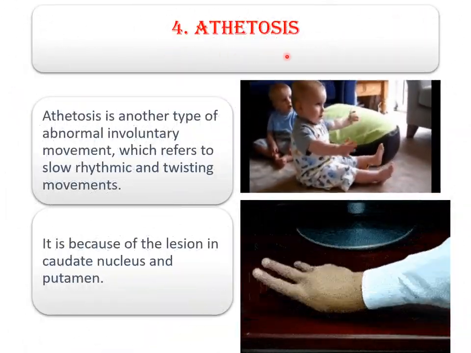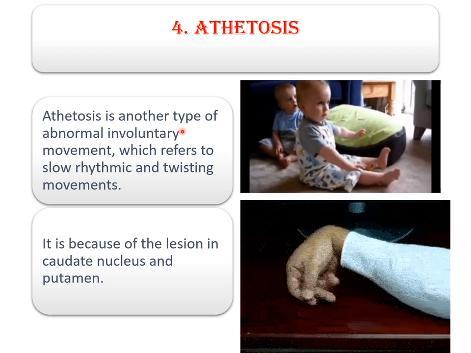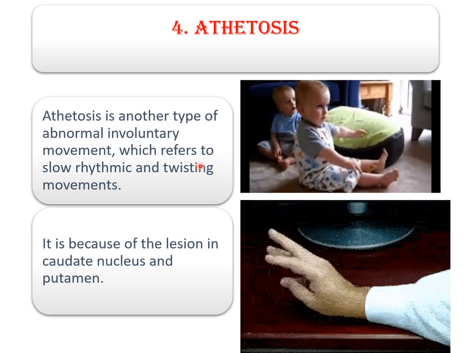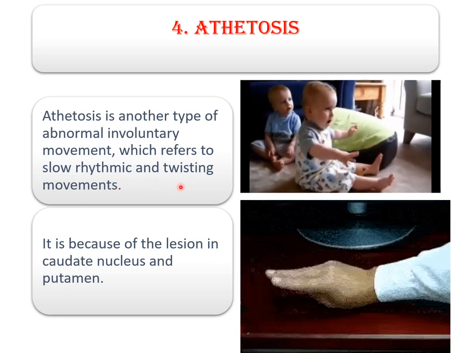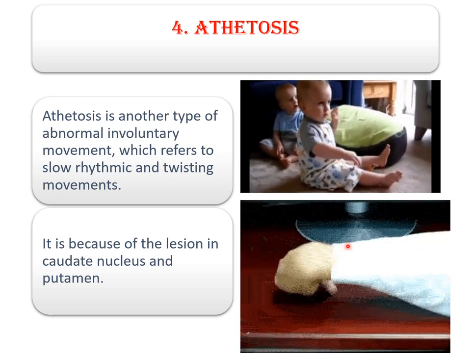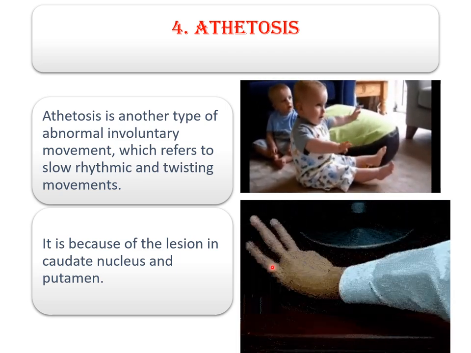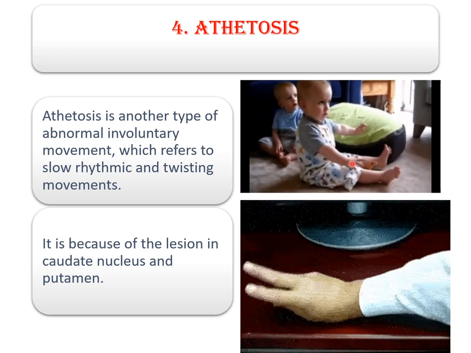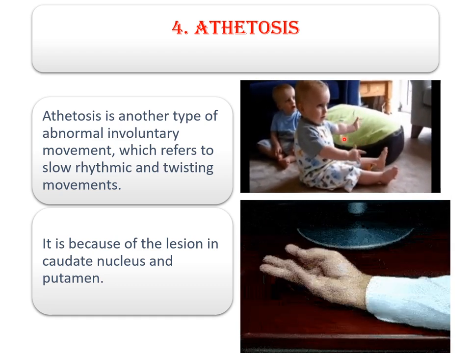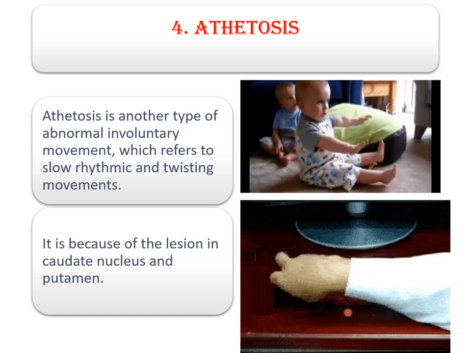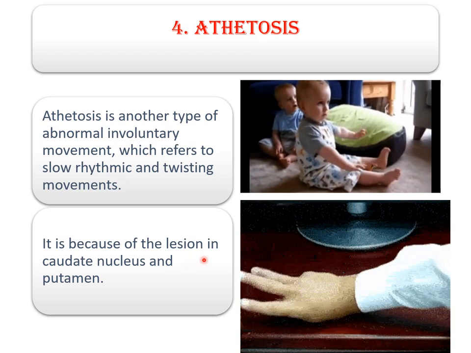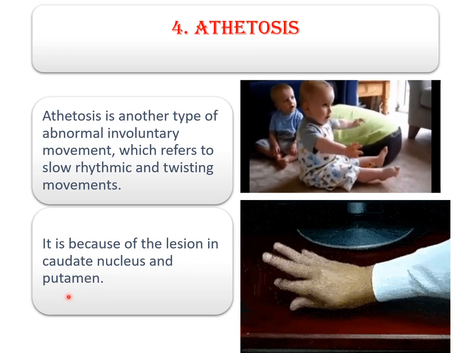Then athetosis. Athetosis is another type of abnormal involuntary movement which refers to slow, rhythmic and twisting movements. You can see very well the slow, rhythmic and twisting movements. You can also see it clearly in this baby's movement and here also. It is because of a lesion in the caudate nucleus and putamen.